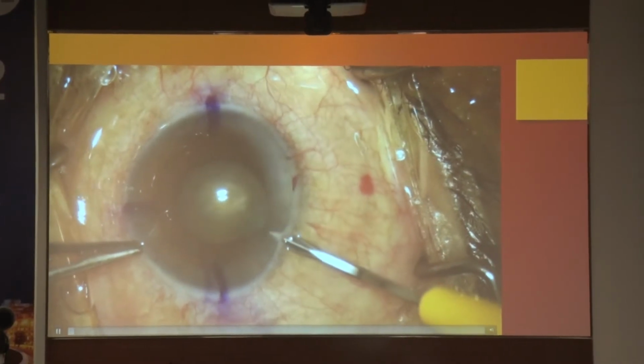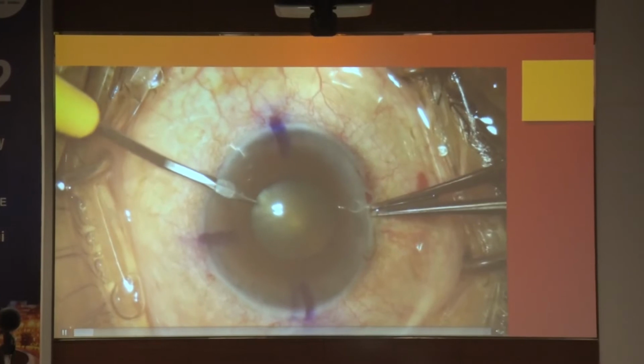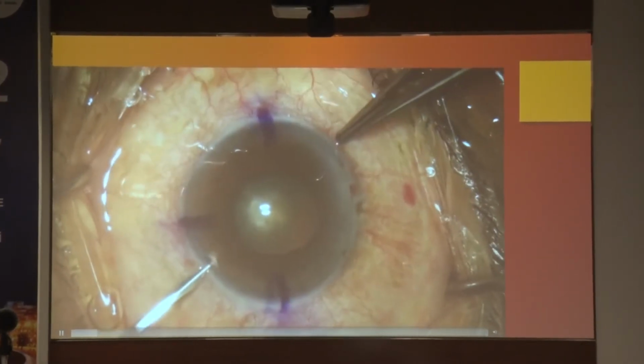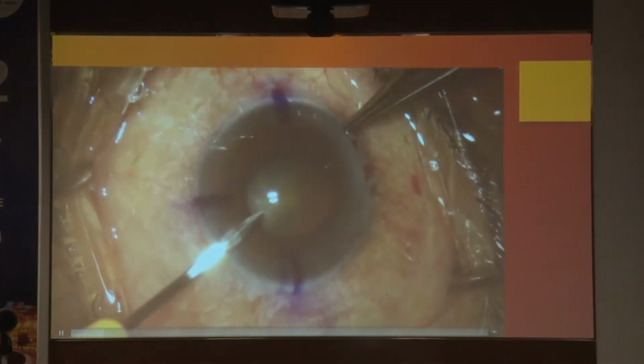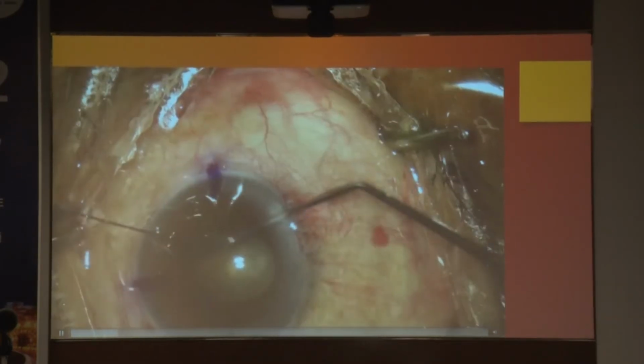Okay, so this is a case where I have used iris hooks. I make 4 incisions which are opposite each other, almost at 90 degrees apart, using 1 millimeter knives only. Then we put the iris hooks.